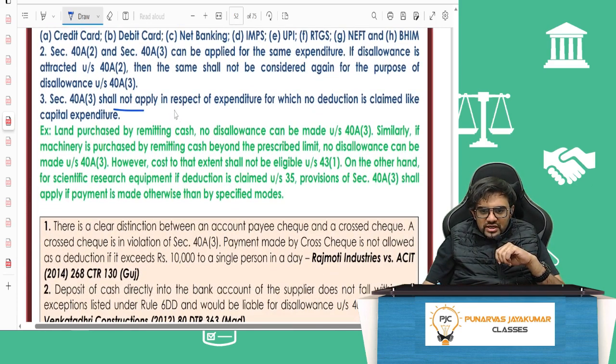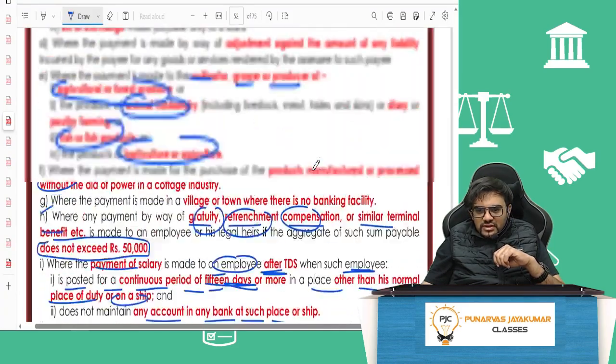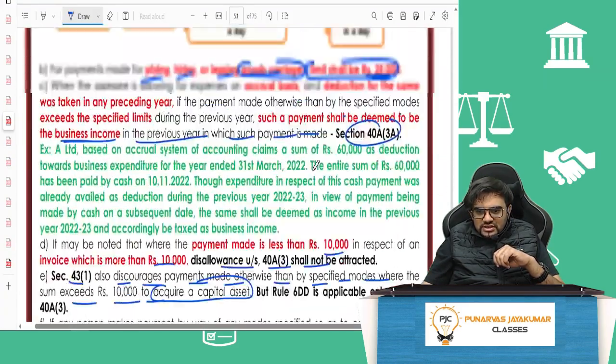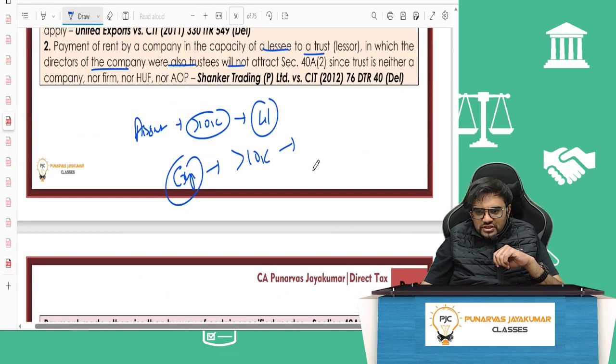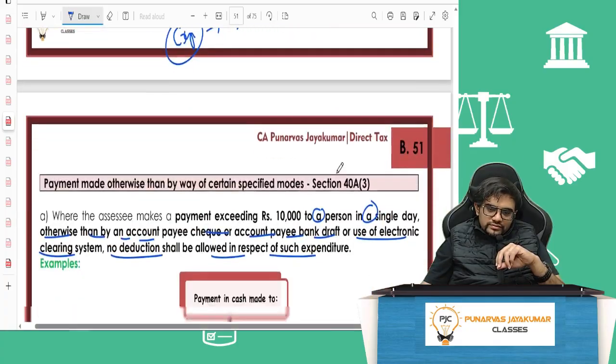40A3 shall not apply in respect of expenditure for which no deduction is claimed, like any capital expenditure. So capex will be coming under, already discussed. For capital expenditure you have section 43. Oh, sorry guys, that time I told 41, my bad. 43(1) I meant, actual cost, 43(1). 41 is deemed profit. Sorry. So asset more than 10,000, 43(1). It will be reduced from 43(1). Right? 43(1) actual cost.